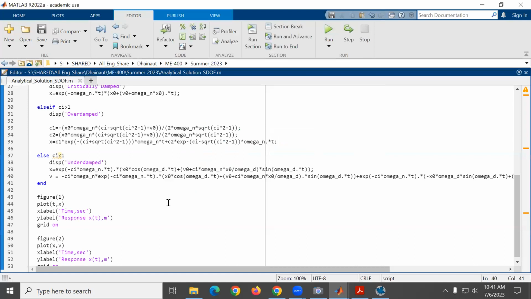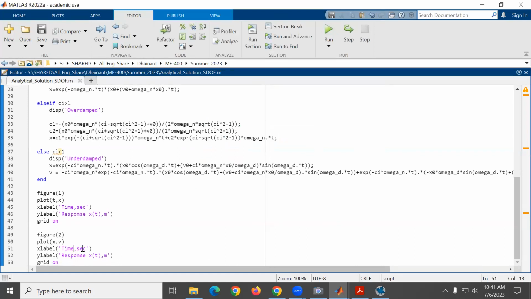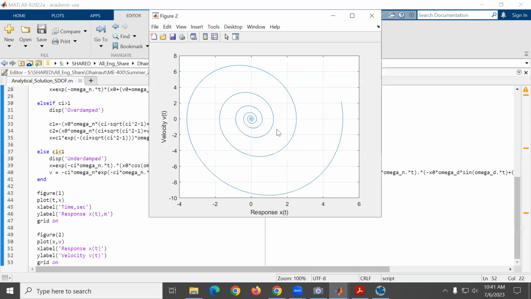Okay, so the X will be the response X of t, and the Y would be the velocity V of t. Let's remove the units, and this will go like this. So the first one will give us the response in function of time, no? But basically this figure here and this figure here are exactly the same. They represent the same.